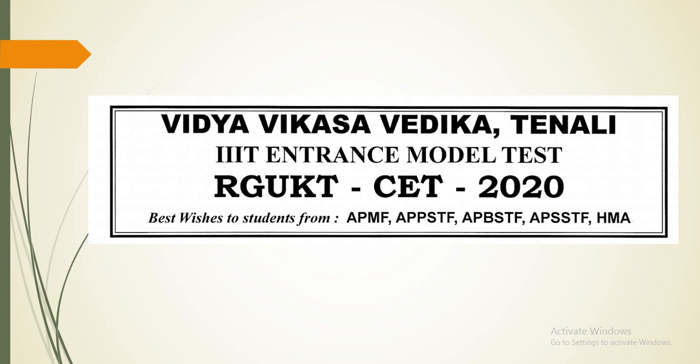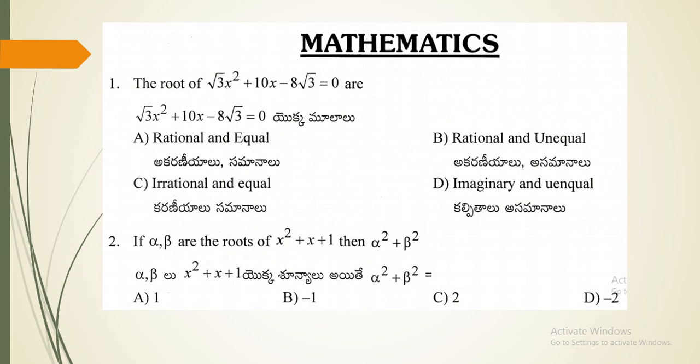Next, moving on to the first question. Question number 1: the roots of root 3 x square plus 10x minus 8 root 3 is equal to 0 are. To tell about the roots, I need to find the value of the discriminant delta, which is nothing but b square minus 4ac.